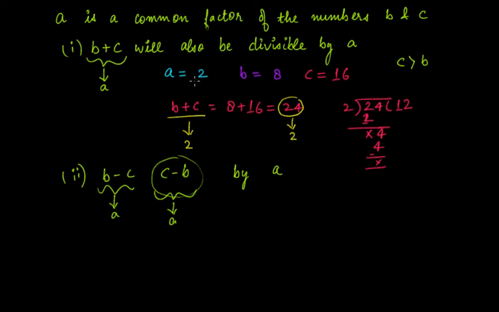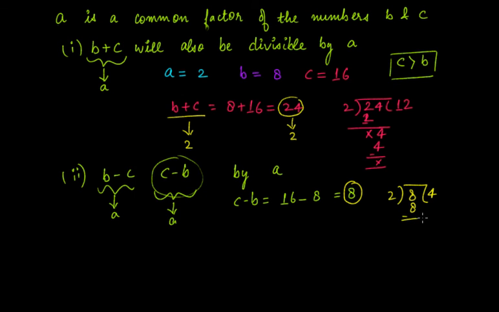So in this example, you have A is 2, B is 8 and C is 16. Since C is greater than B, you will do C minus B, and C minus B will be 16 minus 8 and you will get 8, and of course 8 is divisible by 2. If you divide 8 by 2, you will get 4. So 8 is divisible by 2, therefore 2 is a factor of 8, or A is a factor of B minus C or C minus B.